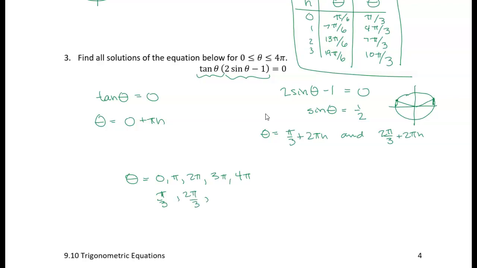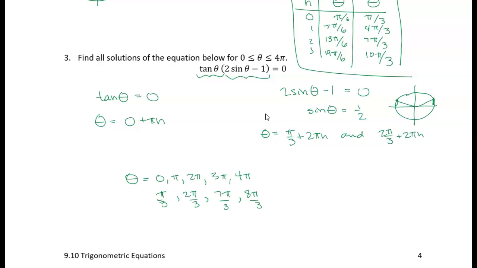Okay, now let's do n equal 1. So I have pi over 3 plus 6 pi over 3, which gives me 7 pi over 3. Okay, so that angle is going to be coterminal with pi over 3, just one rotation forward. And then I'm going to have 2 pi over 3 plus 2 pi n. So 8 pi over 3. Okay, now is that all of them?